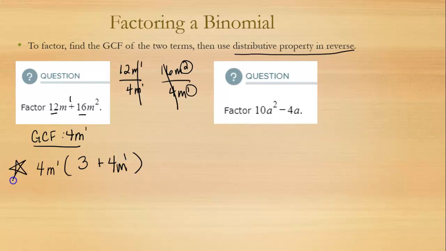This is your solution right here, but just to show you what we're doing, we're using the reverse distributive property. If I multiply this, this gives me 12m to the 1 plus 4 times 4 is 16, m to the 1 times m to the 1 is m squared. So that becomes 12m to the 1 plus 16m squared, and that would be the reverse distributive property. But that's not my solution. This is my solution. You pause the video and try this one on your own.